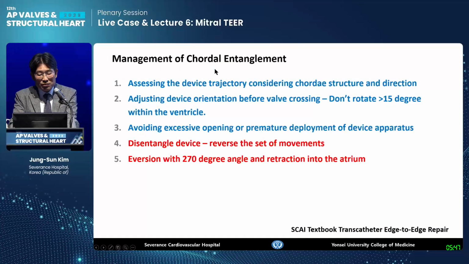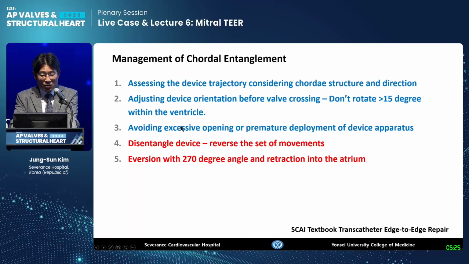So how to manage chordal entanglement? I think the most important thing is assessing device trajectory, considering chordal structure and direction. The other one is that adjusting device orientation before valve crossing is very important. Don't rotate more than 50 degrees within the ventricle, especially in crowded areas of the chordae.